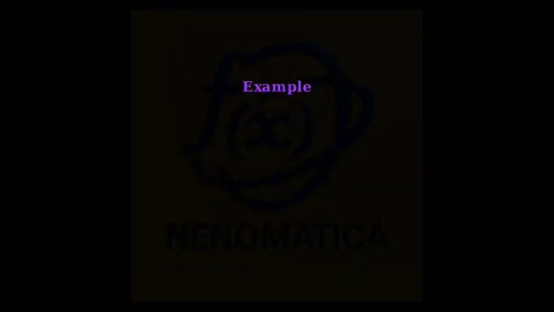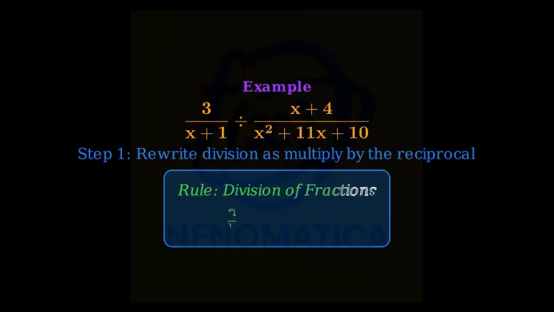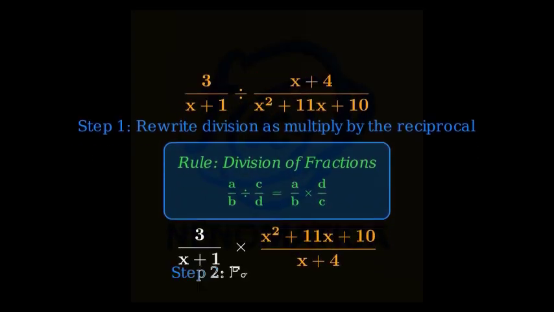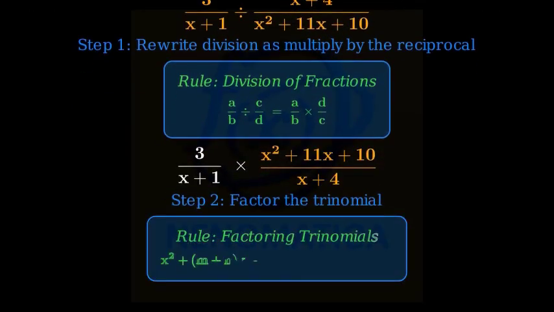Here is our example. Step 1. Division of fractions equals multiplication by the reciprocal. Now we flip the second fraction and multiply. Step 2. Factor the quadratic in the numerator. We look for two numbers that multiply to 10 and add to 11. That is 1 and 10.